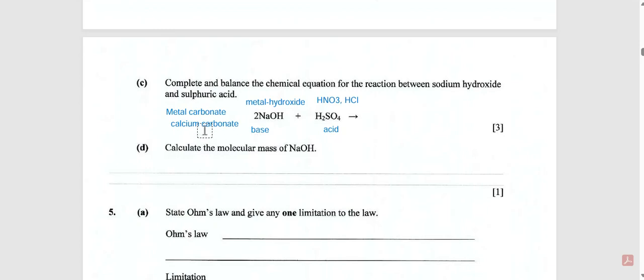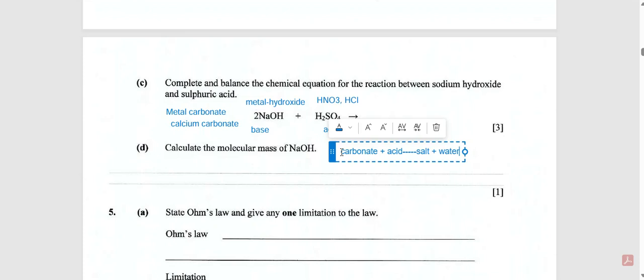Saka base redu kana ri carbonate, carbonate plus acid tino form what? A salt plus water takuzoti plus carbon dioxide, panozobuda carbon dioxide.